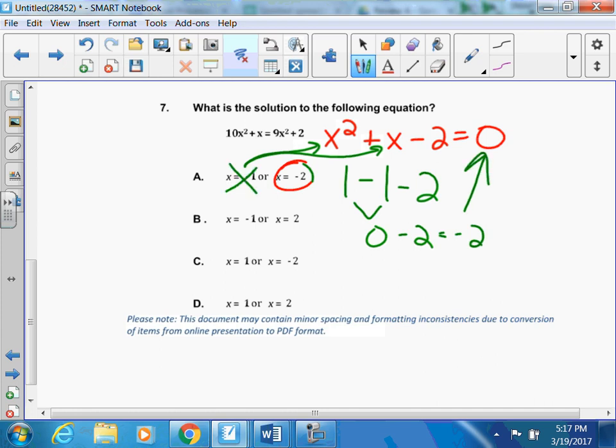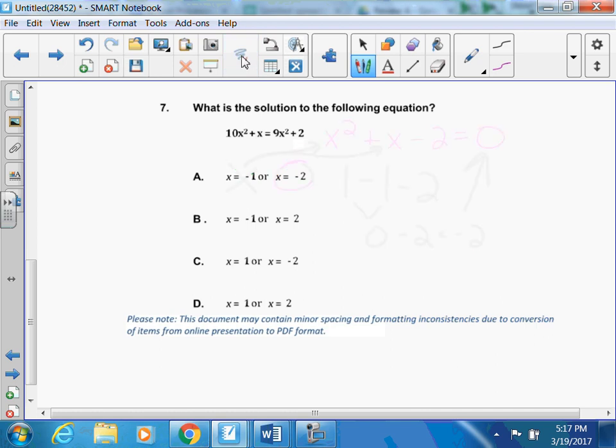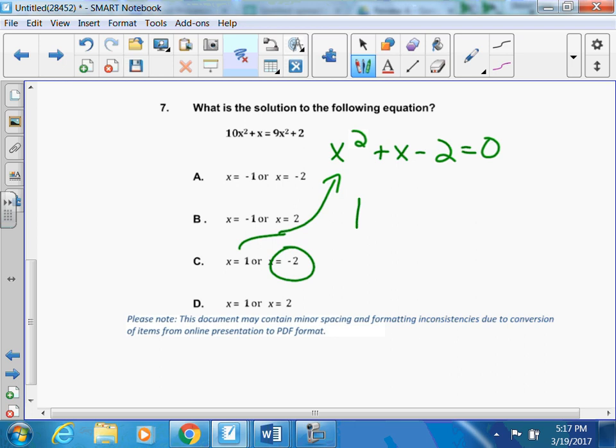Where else do we see negative 2 as an answer? Right here. So now let's plug in positive 1 into your x squared plus x minus 2 equals 0. Plug in positive 1. 1 squared is 1. Plus, plug in positive 1 for x, you get 1. And then minus 2. Does that equal 0? And you would say, yes, it does. These are your solutions here.